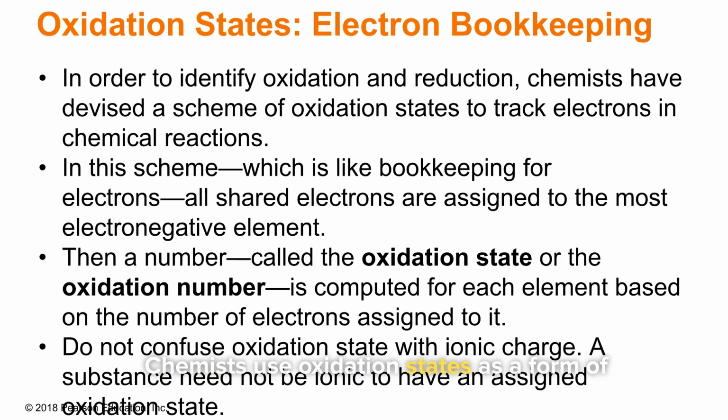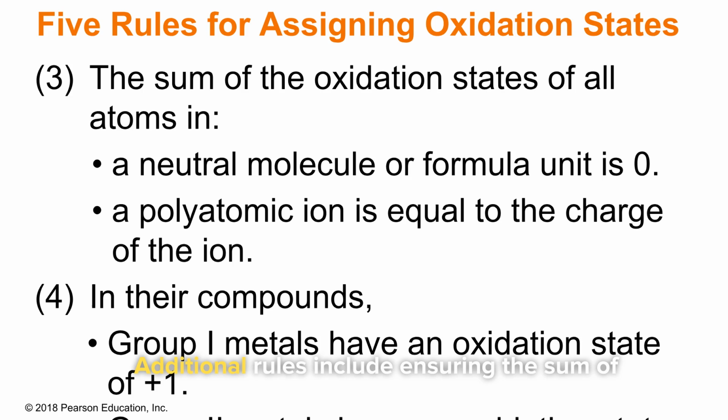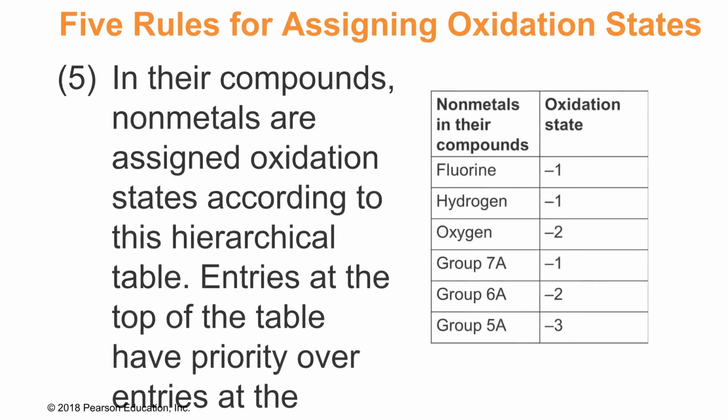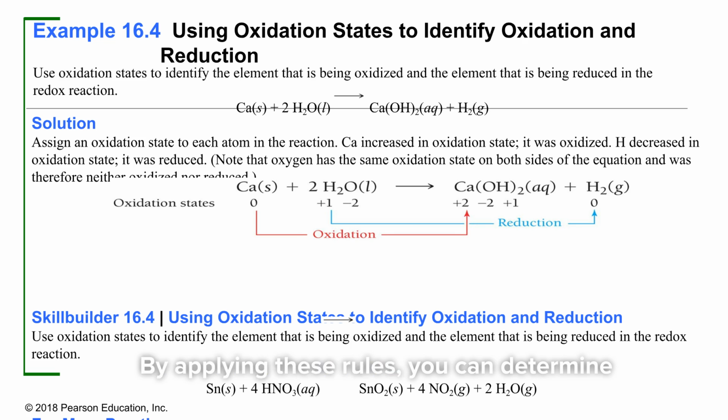Chemists use oxidation states as a form of electron bookkeeping to track which elements gain or lose electrons during a reaction. We assign these numbers based on a set of hierarchical rules. For instance, free elements have an oxidation state of 0, and monoatomic ions match their charge. Additional rules include ensuring the sum of states in a neutral molecule is 0, and that specific metal groups follow consistent oxidation state patterns. When assigning states to nonmetals and compounds, we follow a hierarchy where elements at the top of the list take priority. By applying these rules, you can determine which elements are oxidized and which are reduced in any given chemical equation, as shown in this example.